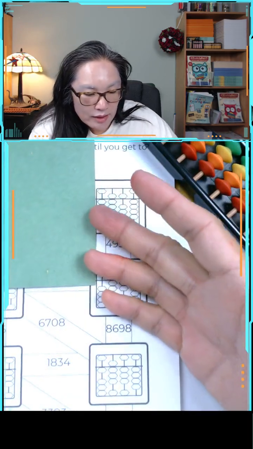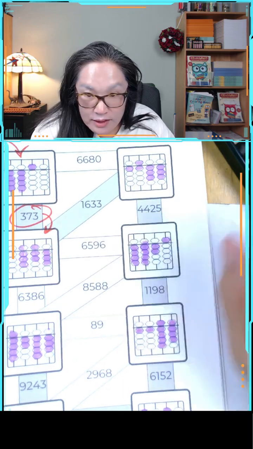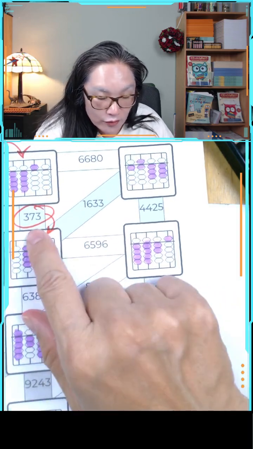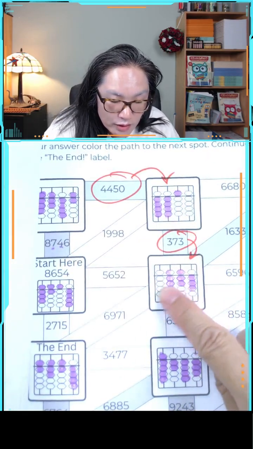So that's this book. And then again, we do have the mask maze. We do have the reverse maze. That's what this is. And then notice that you find the number. You're given the path. It is your job to color in the abacus.